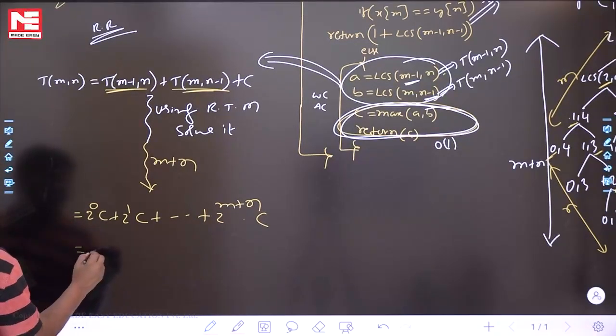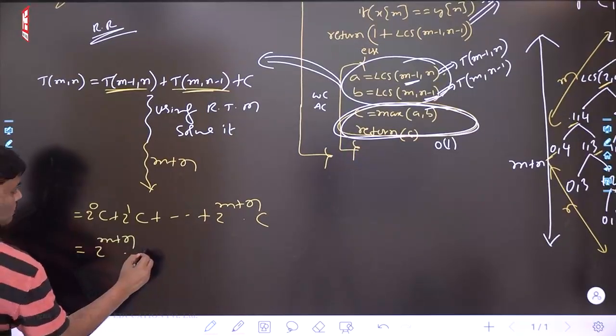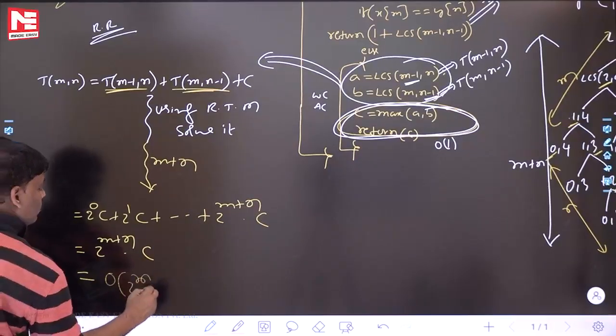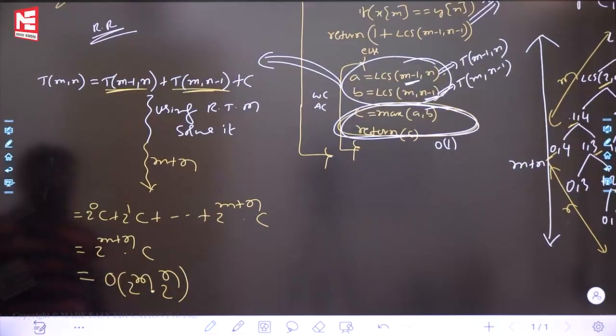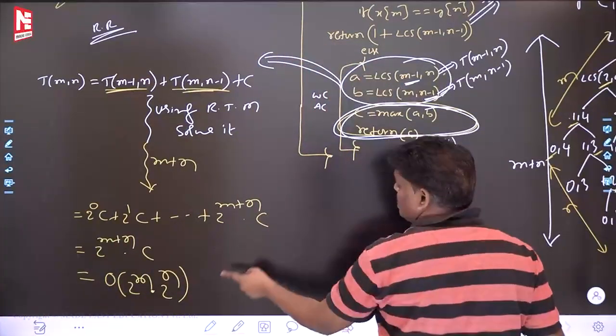Finally, what does it go to? If you want, you can check: 2 power m plus n into constant, which goes to order of 2 power m into 2 power n, which is nothing but 2 power m plus n. This is the time complexity. So the time complexity of this recursive program, worst case and average case, is this much.